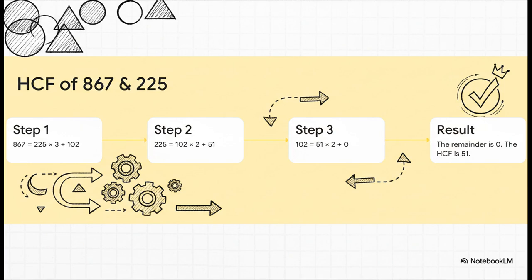So check this out. We can use it to find the highest common factor, or HCF. That's just the biggest number that divides into two other numbers perfectly. To find the HCF of 867 and 225, we just apply the lemma over and over again. See how the remainder from step 1 becomes the new divisor in step 2? We just keep this chain reaction going until that remainder finally hits 0. The very last divisor we used, in this case 51, that's our HCF. It is such an elegant and totally foolproof method.